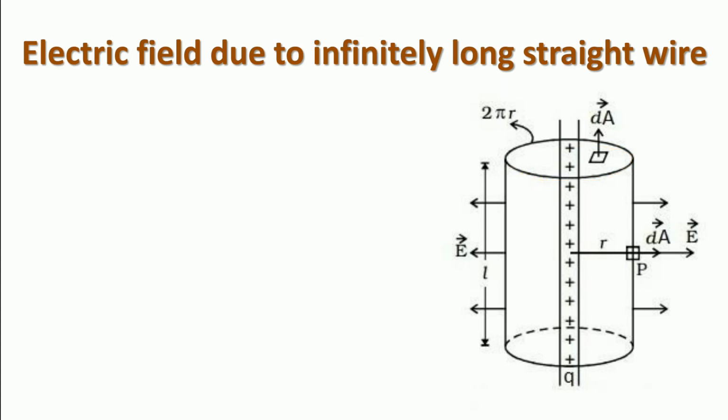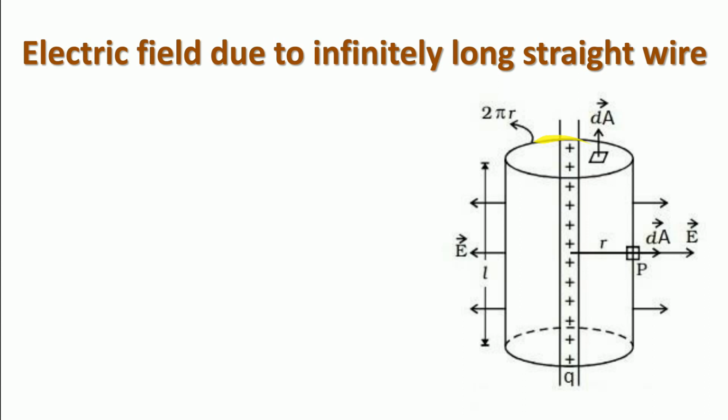So watch here. The area vector associated with this surface will be perpendicular to the area, in this direction, and the electric field is away from the positive charge like this, which is parallel to the area vector. Hereby the angle between this electric field and this area vector is 0, and the value of cos 0 becomes 1.